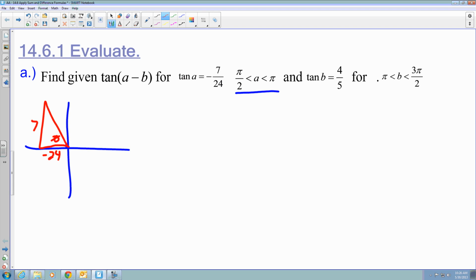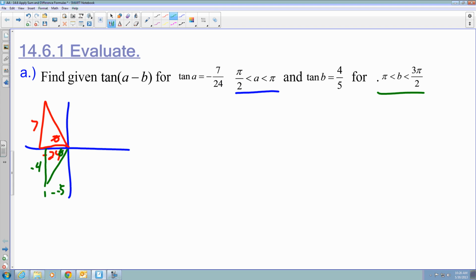For B, it's telling us that it's in quadrant 3 because it's in between 180 to 270, and so that means I get to draw a triangle like this, and that means theta is here, and tangent again is still opposite over adjacent, so this is going to be negative 4, and from here to here is negative 5.